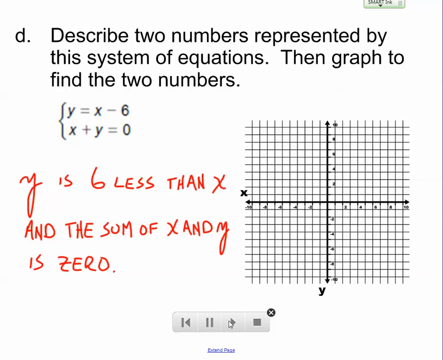All right, so let's graph these two equations. The first one has a y-intercept of -6, right there, and it has a slope of 1. I can just use that slope as many times as I want, and get a nice straight line.